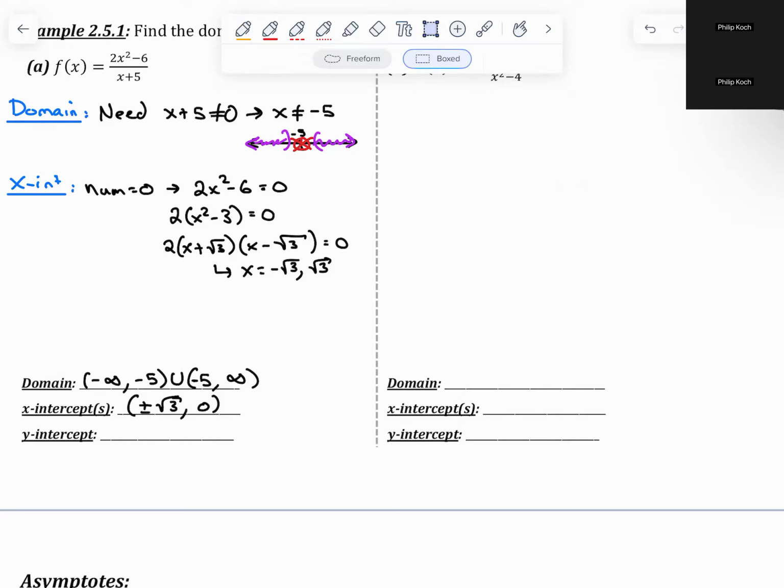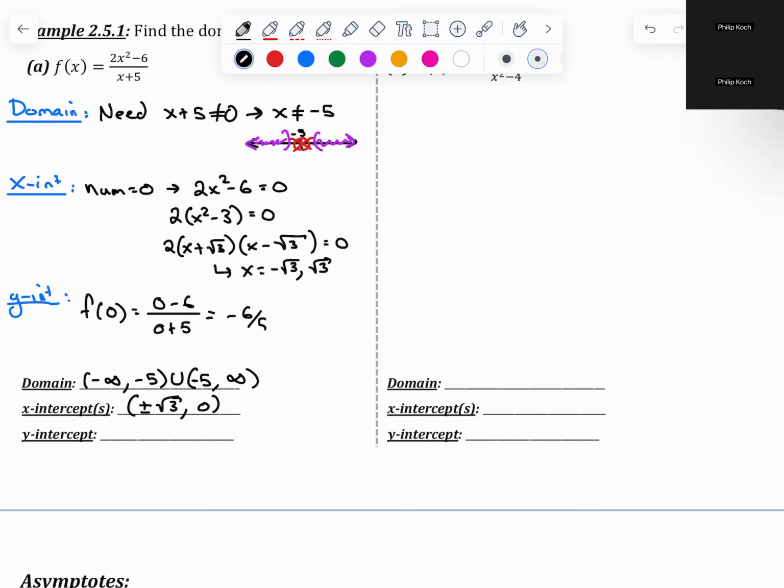Next, we'll find the y-intercept, if it has one. The y-intercept is going to be found by just finding f(0). So f(0) would be equal to (0 − 6)/(0 + 5), which is −6/5. So our y-intercept is (0, −6/5). On Alex, it just wants you to write the number portion. So it would accept ±√3 and −6/5. Okay. Any questions on that?